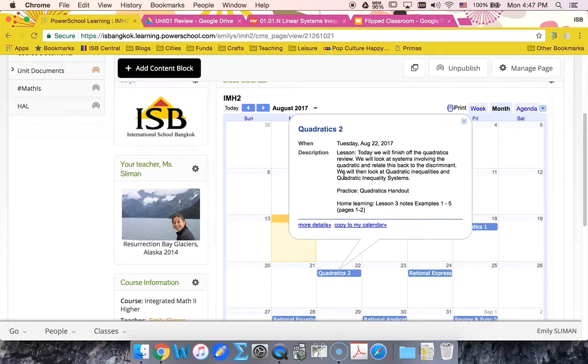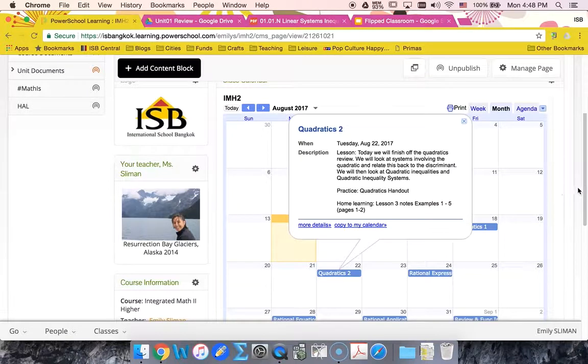So here again, what we're going to do today, here's the suggested practice for in class. This is what you're going to be doing either individually or with your group, and that's up to you. Some people like to work by themselves, some people like to work with their group. And then here's the home learning for what we need to preview. So this says lesson 3 notes, examples 1 to 5.